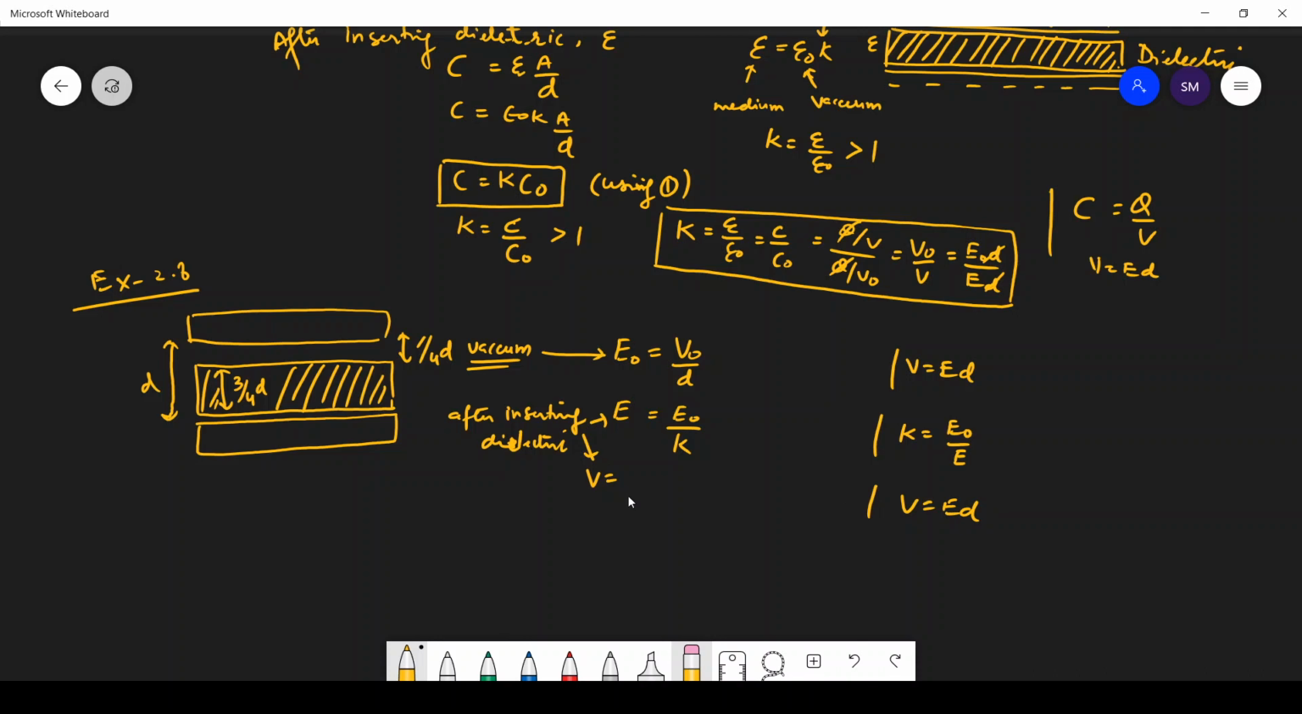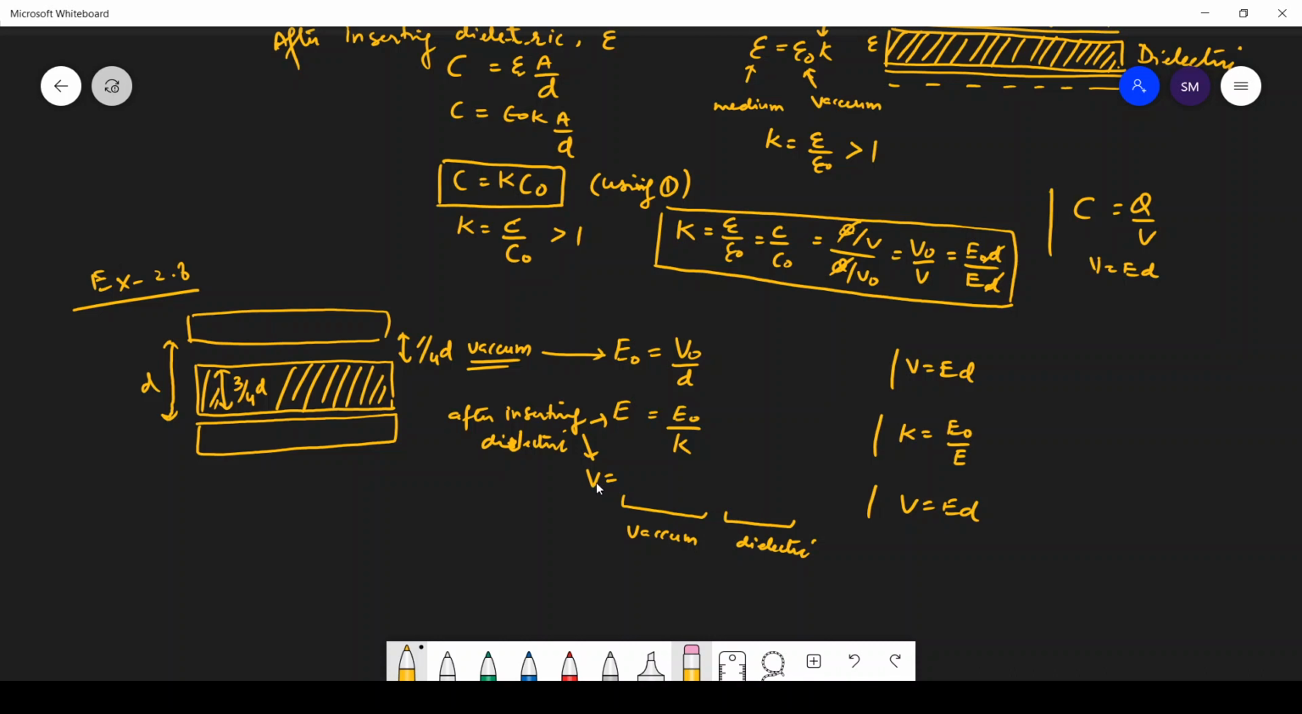Now, this potential difference between the plates will be due to two things here. Vacuum is also there, and we have dielectric also there. So we have two things.